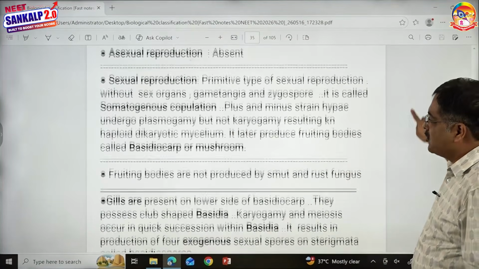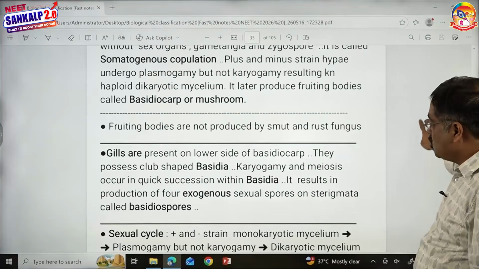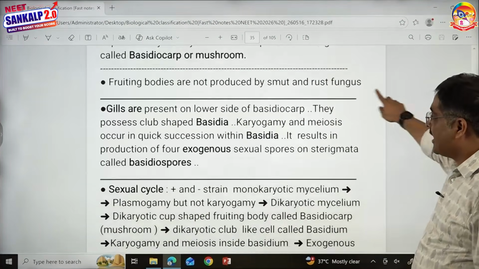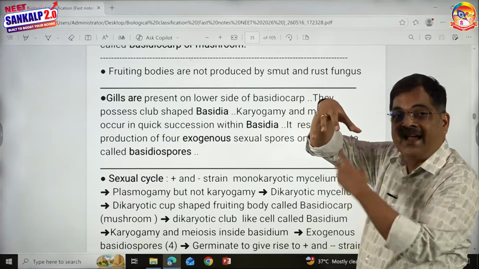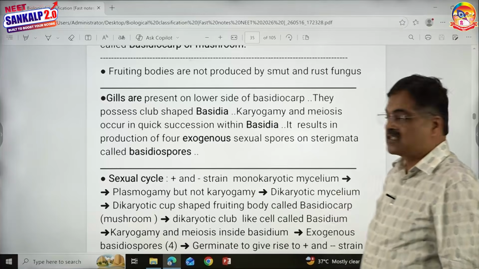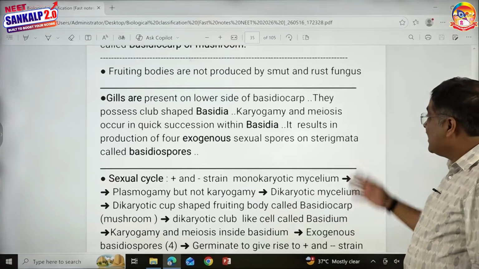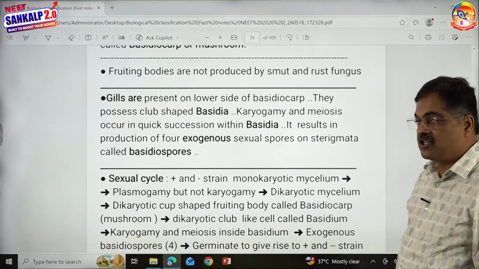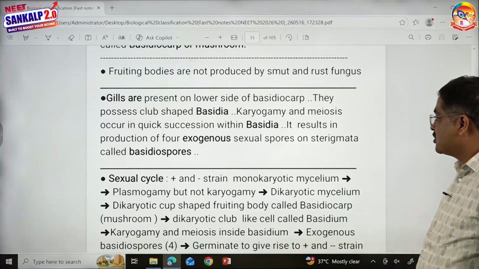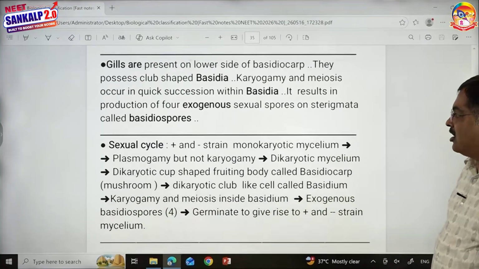It later produces fruiting bodies called basidiocarp, mushrooms, and fruiting bodies are absent in smut and rust fungus. That question cannot come. In a mushroom, on the lower side of the cap-like structure, you see gills, and the gills possess a club-like structure called basidia. Karyogamy and meiosis occur in quick succession within basidia. It results in the production of exogenous sexual spores on sterigmata, and these are called basidiospores.